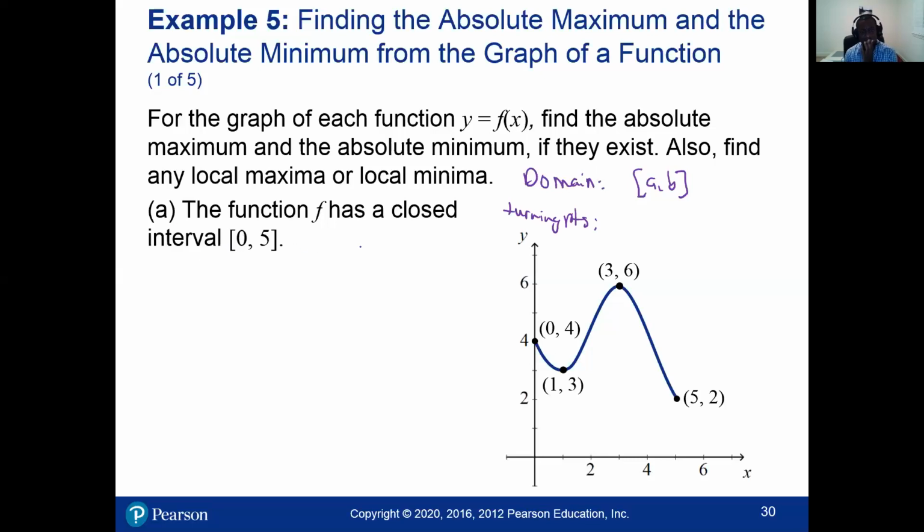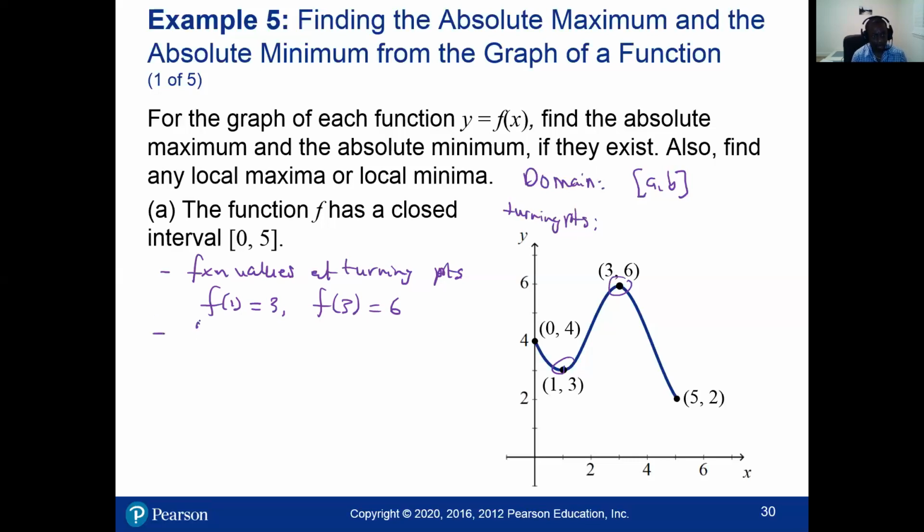So there's a closed interval. Let's find the function values at the turning points. In this case, we have two turning points, at x equal to 1 and x equal to 3. So f of 1 is 3, and f of 3 is equal to 6.